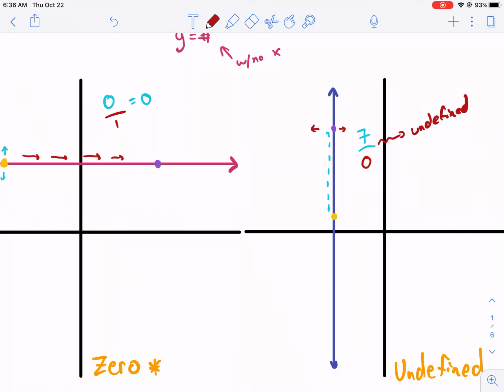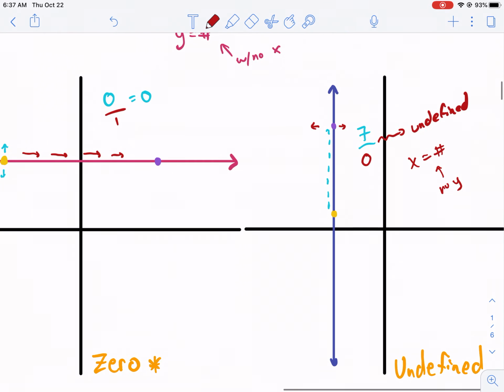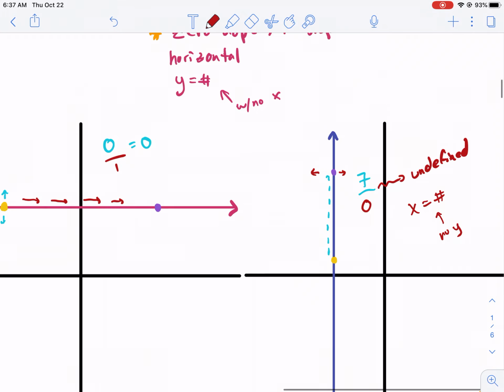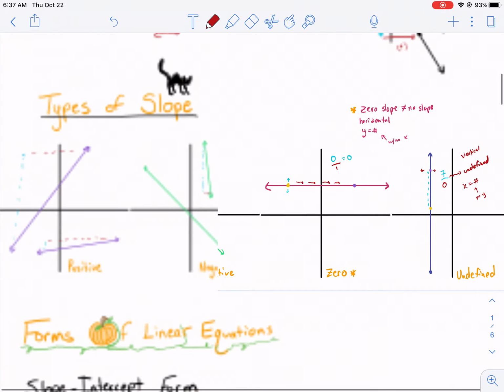This is always going to be in the form of x equals a number. There's going to be no y. And notice how there's no y-intercept. For horizontal slope, there's no x-intercept. For undefined slope with x equals a number, there's no y-intercept. So this is a vertical line. All right, so that's the basics of slope.